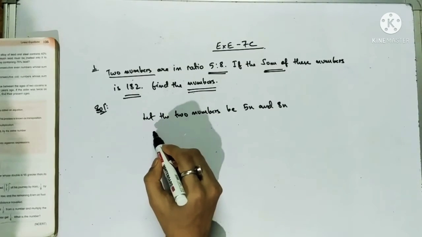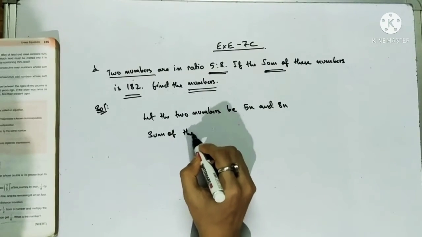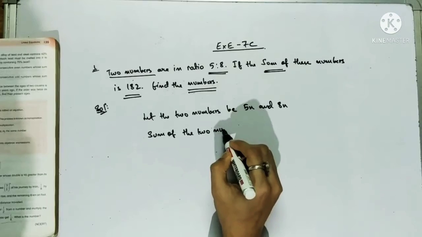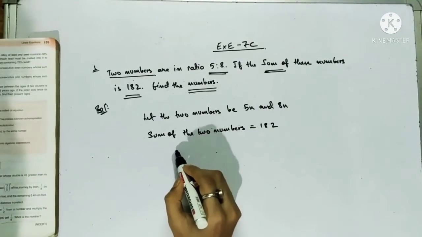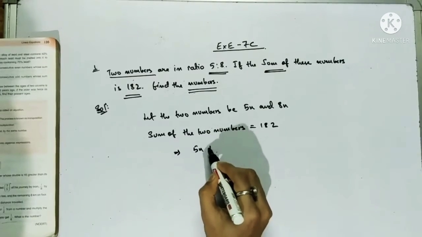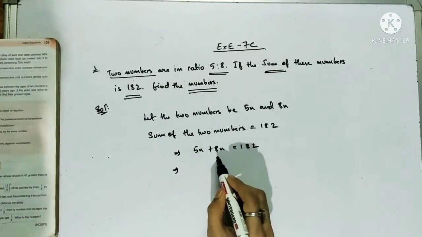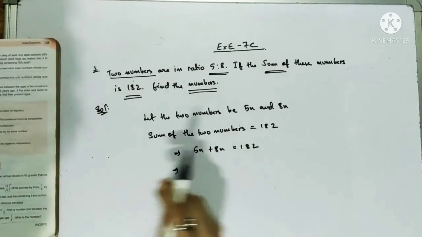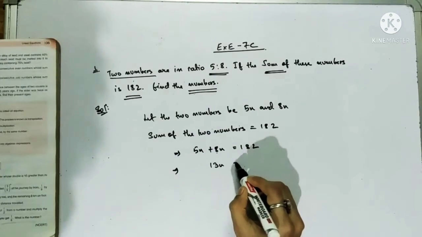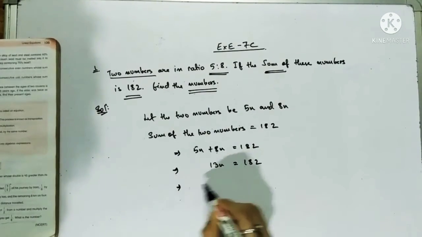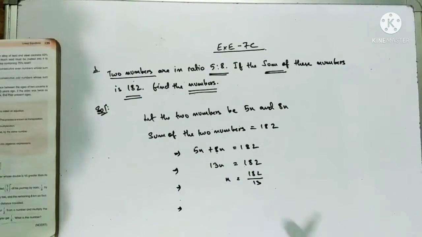Next it is given sum of the two numbers is equals to 182 given. So this will be 5x plus 8x is equals to 182. 5x plus 8x, I will get 9, 10, 11, 12, 13. 13x is equals to 182. So x is equals to 182 by 13 I will get.